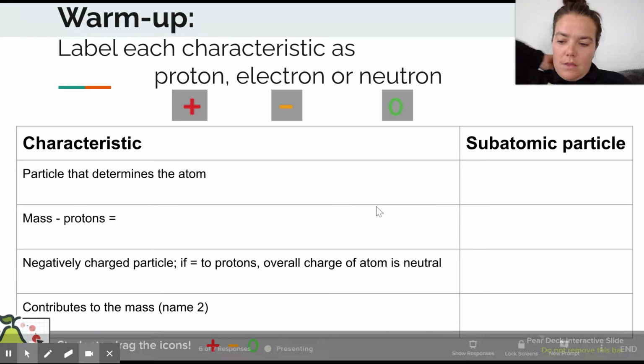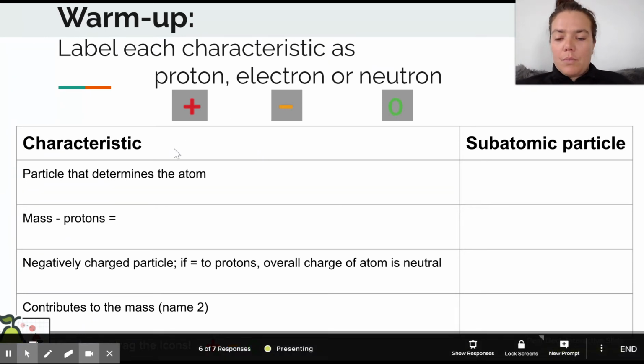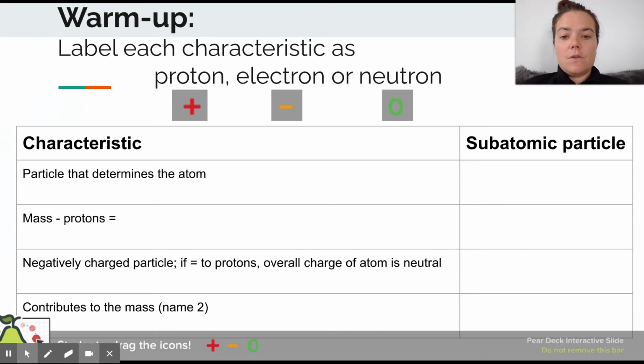Great. So the particle that determines the atom is our proton. Mass minus protons gives us the neutrons. The negatively charged particle that, if equal to the protons, makes it a neutral atom, is the electrons. And our protons and our neutrons add together to tell us our mass. Great. So that basic knowledge is super important for us moving forward in understanding how atoms change when you change some of those things.